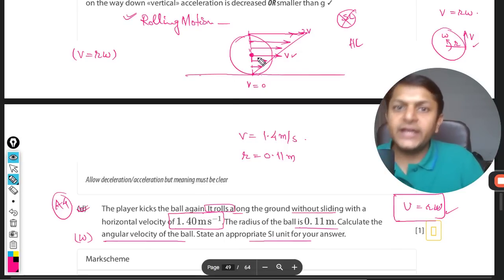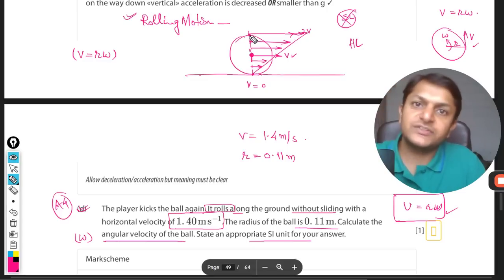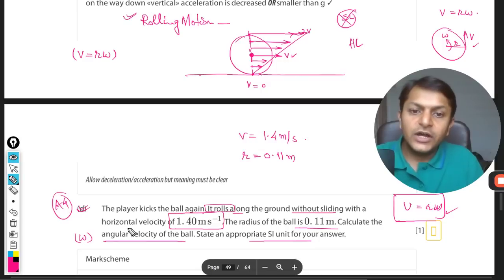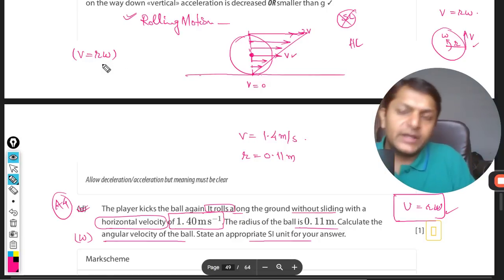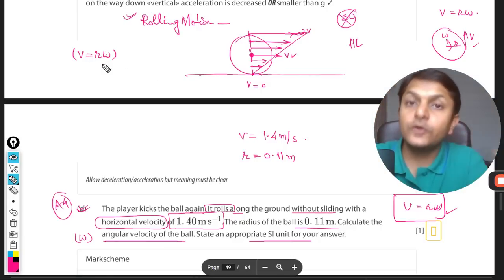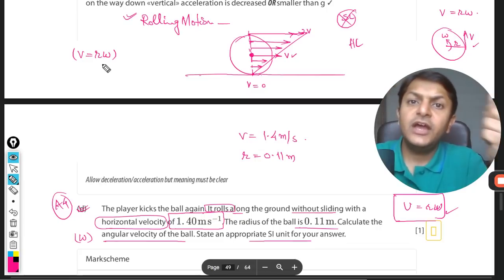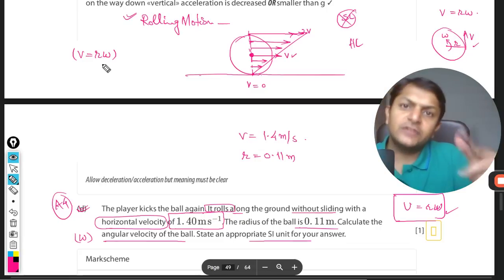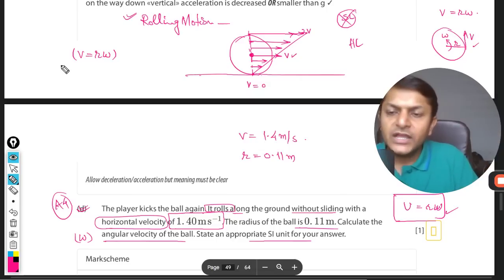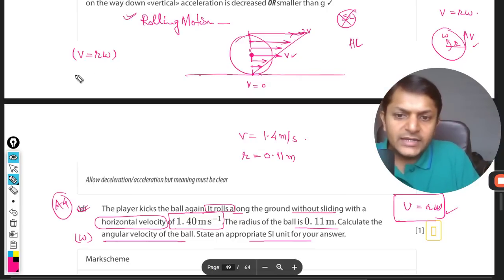Because in the case of rolling, we are not talking about the tangential speed, we are talking about the speed of the vehicle, the speed of the tire, the horizontal velocity on the ground. So it is v is equal to r omega. If you need more information on this, you have to refer to the lecture series for the topic A4, which is already uploaded, and if you are a member on the YouTube channel, you can watch that video. So v is equal to r omega, the velocity is 1.4, the radius is 0.11. We can find the omega value.